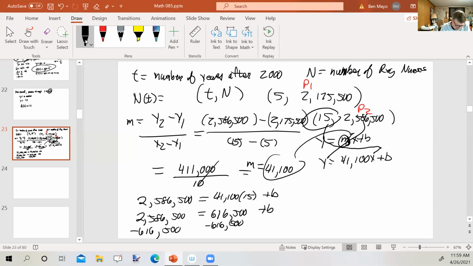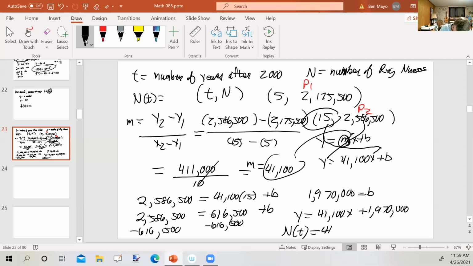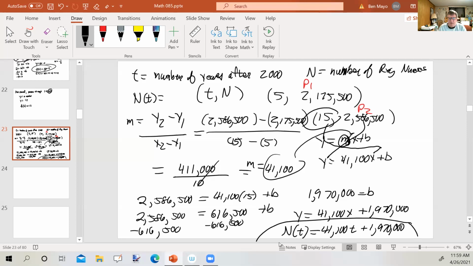2,586,500 minus 616,500. I get 1,970,000 equals b. So y equals 41,100x plus 1,970,000. But using the correct notation, it would become N of T equals 41,100T plus 1,970,000. So there's our answer to that question. Write a linear function N of T given those conditions.